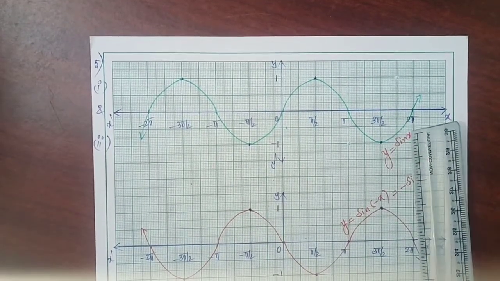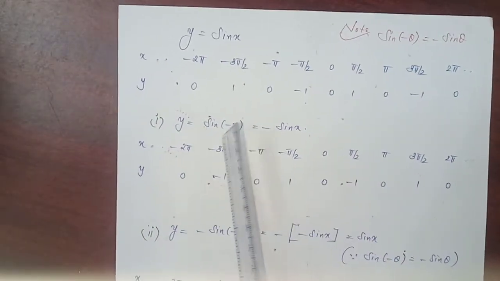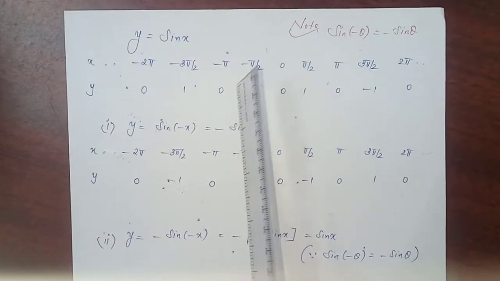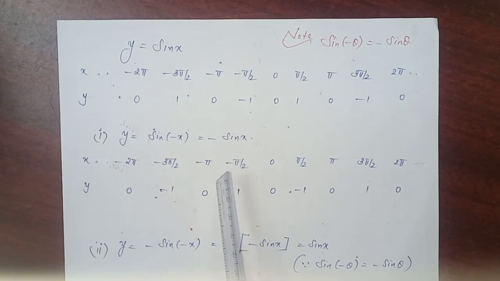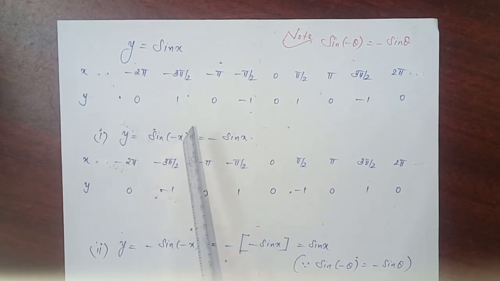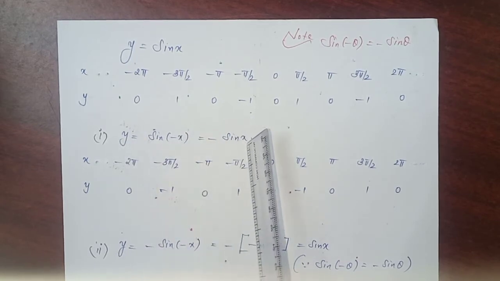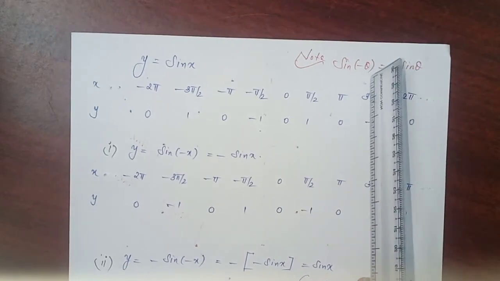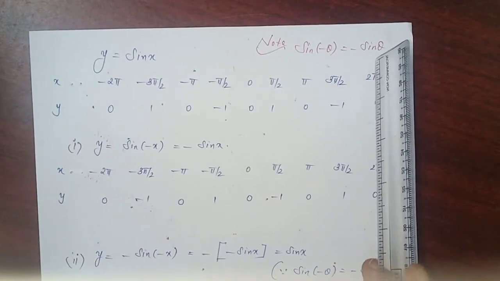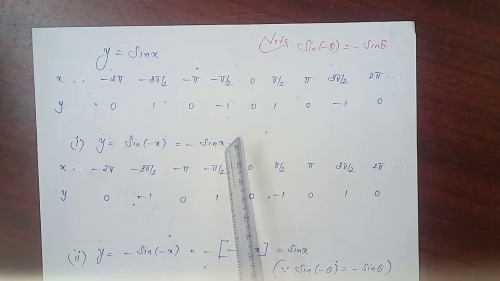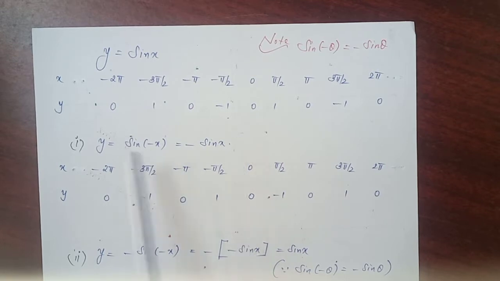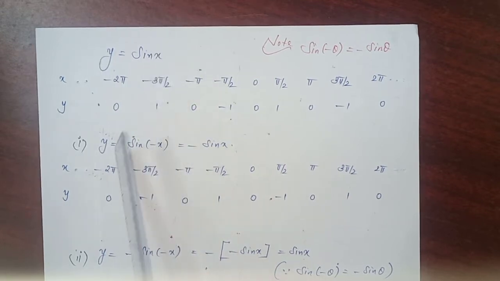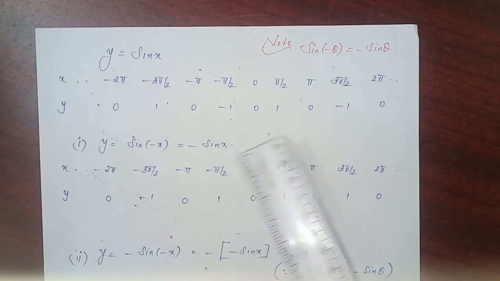Okay. Now, subdivision number 2, y = sin(-x). From this graph, you have to draw this graph. y = sin(-x) = -sin x, according to this property, sin(-theta) = -sin theta. So, sin(-x) = -sin x. Here y = plus sin x, here y = minus sin x, very simple.